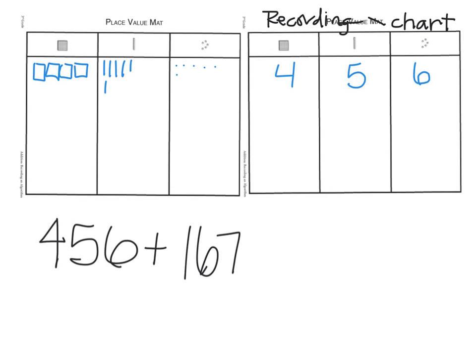Let's do the same thing with the other addend. I have 100, 60, and 7. And I'll represent that by a 1, a 6, and a 7.